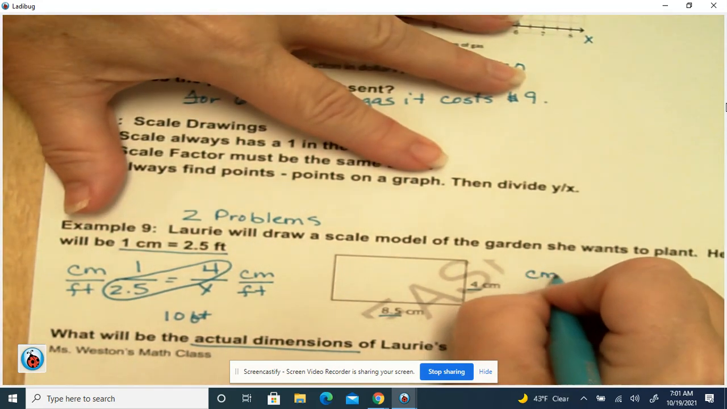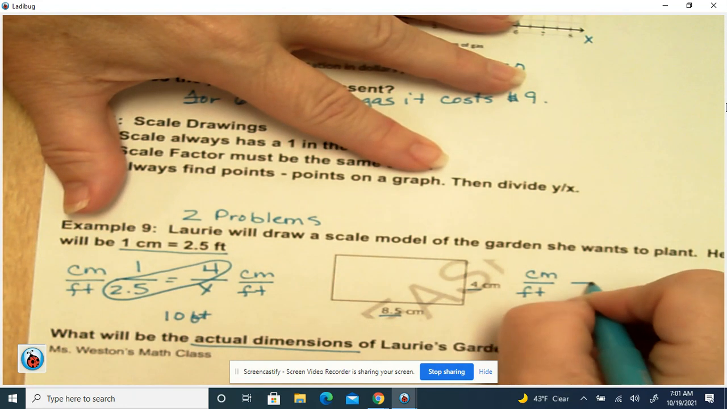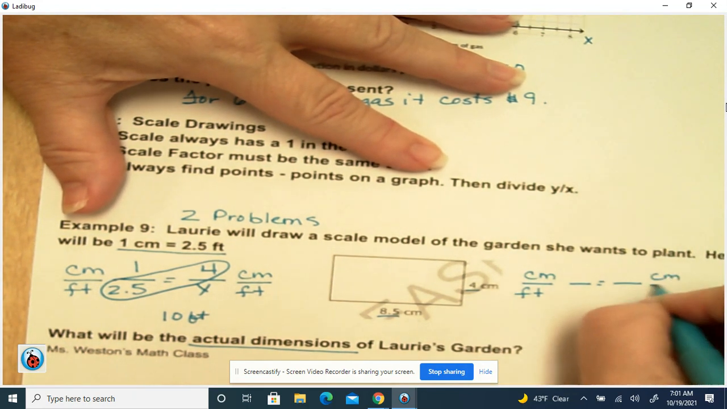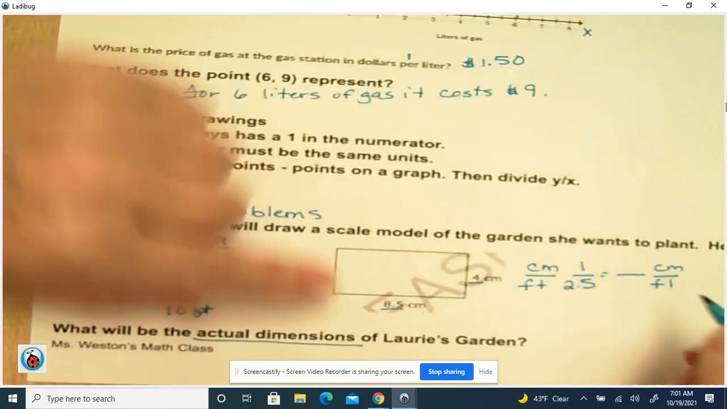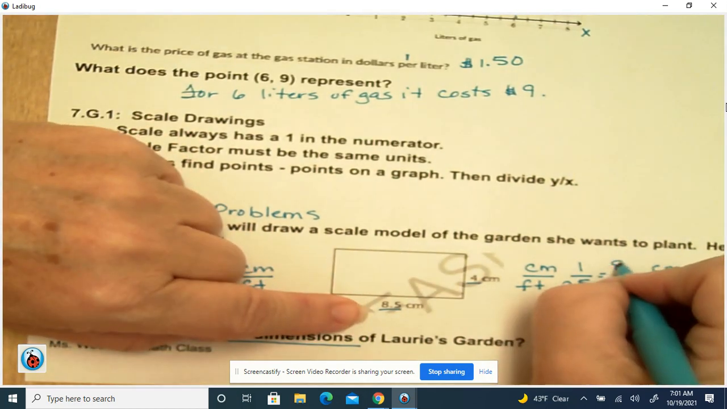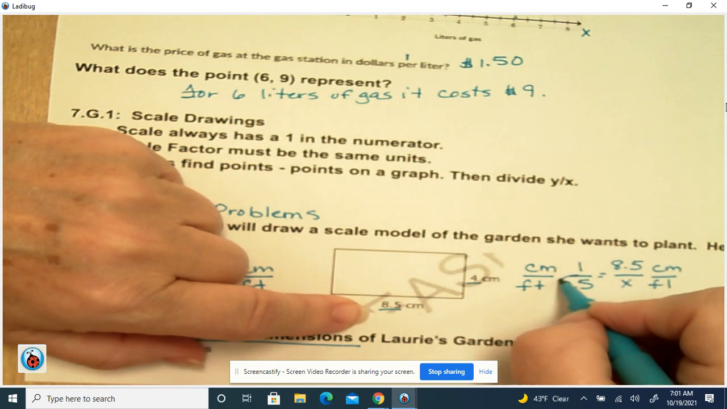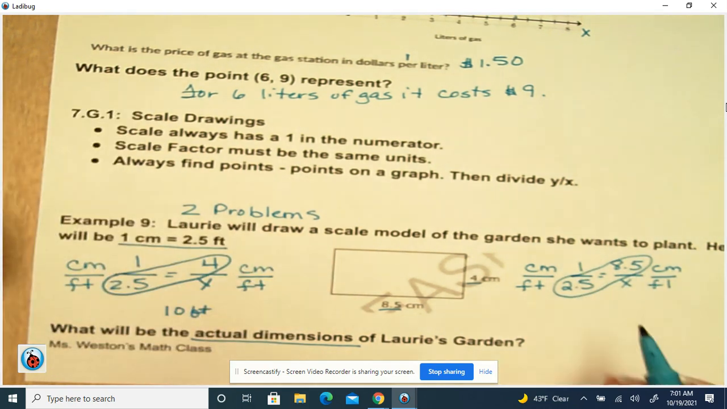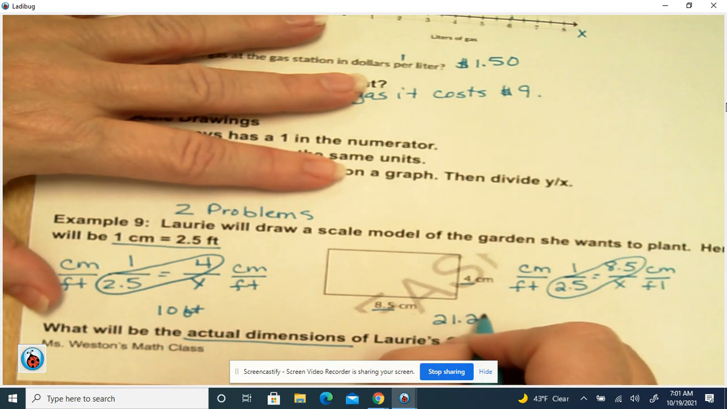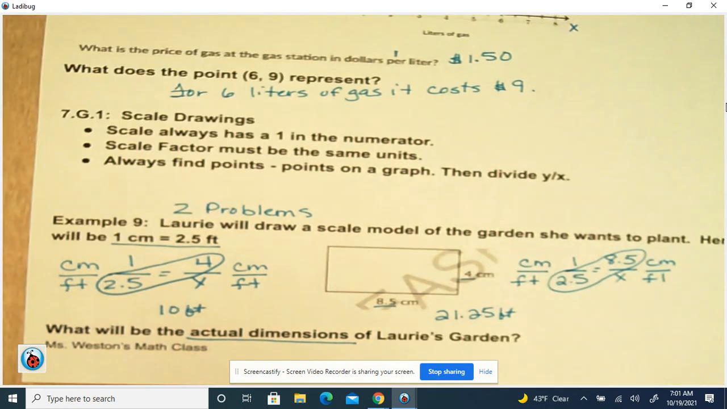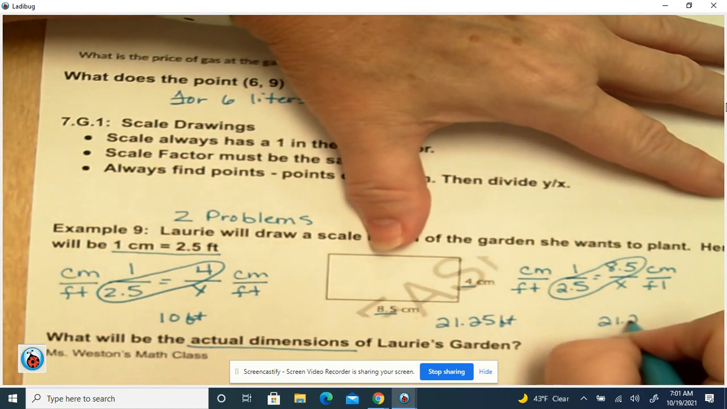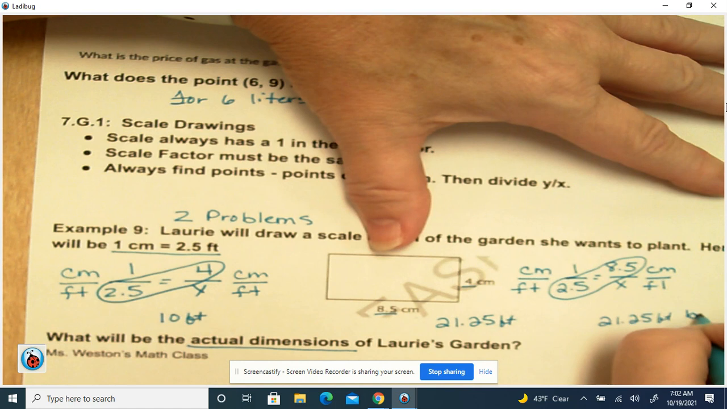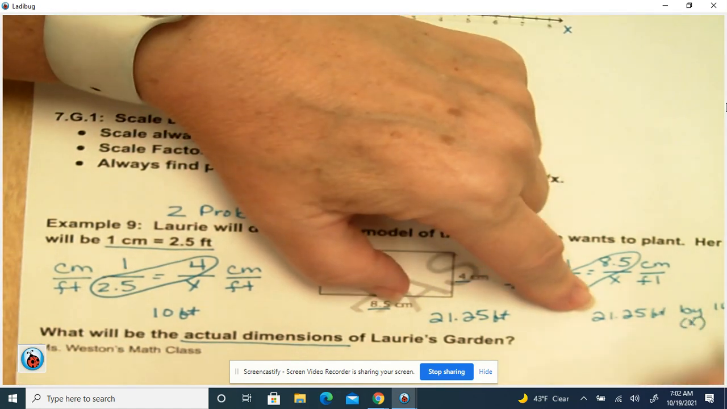On this side, I'm going to do the other one, centimeters over foot. I've got 1 over 2.5, and then we're going to do the 8.5 centimeters. It also goes on top, x on the bottom. Circle those 2 together, and it's 21.25 foot. And the actual dimensions on your check-in or EOG will look something like 21.25 foot by 10 foot. Or in some cases, it may have an X right there.